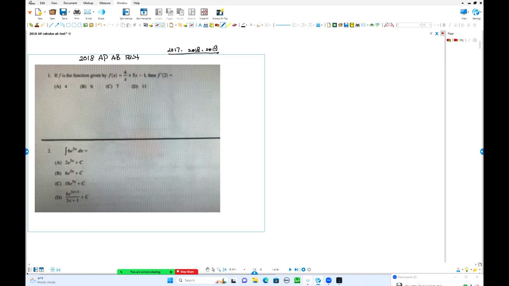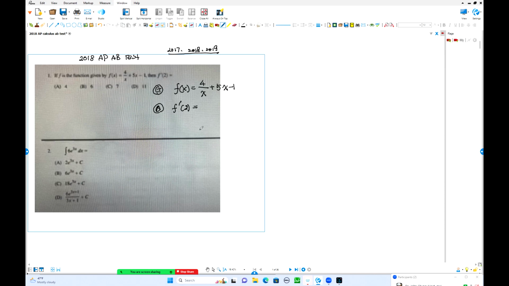Okay, the first one is f is the function given by f of x equals 4 over x. I think the second term is 5x minus 1. This is given. These are the questions. Find f prime of 2, the derivative.